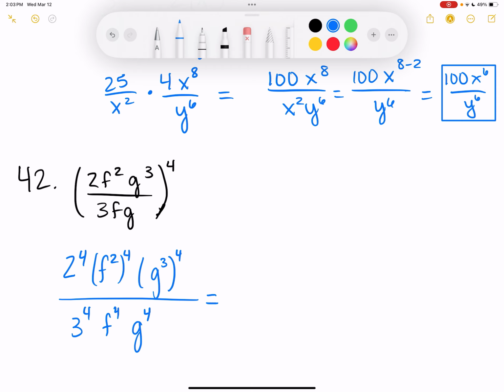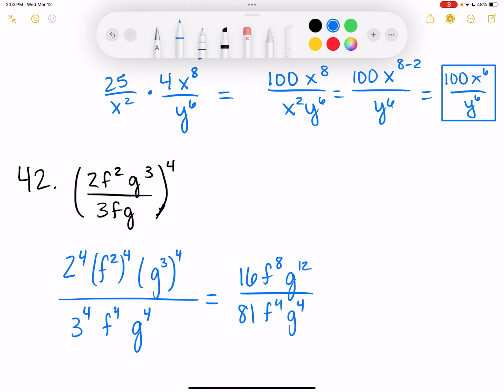So what is 2 to the 4th? 16. What is f squared to the 4th? It's 8. F to the 8th. What is g cubed to the 4th? G to the 12th. Over 3 to the 4th. 3 to the 4th is 81, right? 81, and then I've got f to the 4th, g to the 4th.